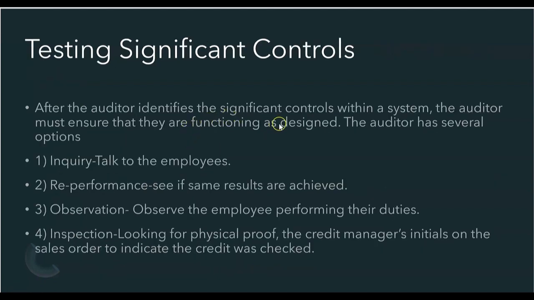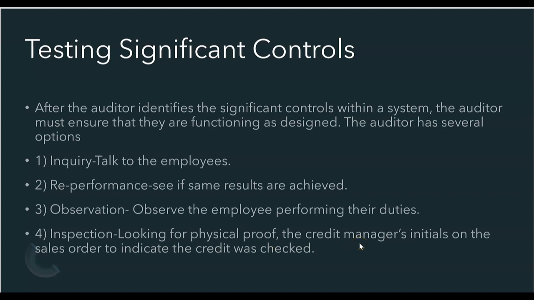So now that we've identified a significant control within a system, we've got to ensure that it's functioning as designed. So we have several options. We could inquire, we could talk to the credit manager and ask her, hey, what is it that you do before the goods are shipped? You get a copy of the sales order, and what do you do? And she'll probably say something like, well, if the order is over $500, I have to check the credit before I approve the sales order. So that would be inquiry. We could also reperform, see if we do the job and get the same results. Observation, we could watch as the credit manager performs her duties, and also inspection. We could look for physical proof that she's doing the job.